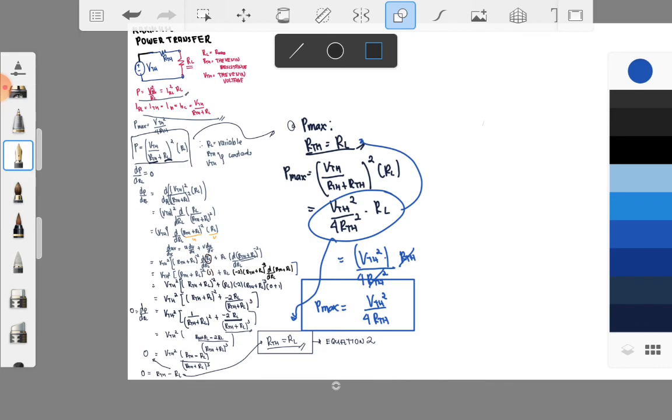Okay, also your RTH is equal to your RN if necessary. Okay, therefore by definition your Pmax is attained when your RTH is equal to your RL, right?